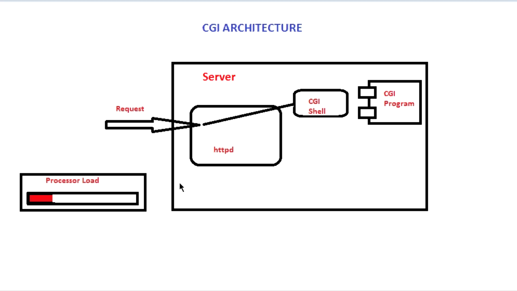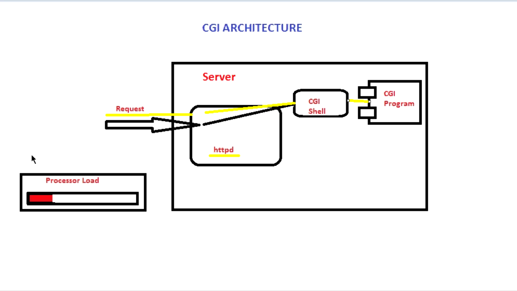As this is a simple CGI architecture, when one request is made, the request is carried through HTTPD. So the main process of carrying the request and the response is carried by HTTP. Then in CGI architecture, when a request is invoked, the server creates a special CGI shell, and the CGI shell executes the request and sends it to the CGI program, and then the CGI program processes the request and sends it back to the user.